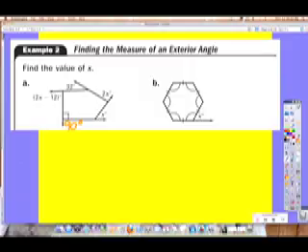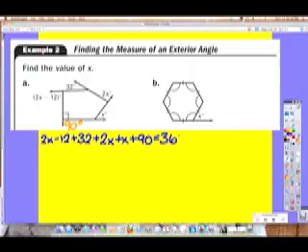360 every single time. So we'll just start adding. We've got 2x minus 12 plus 32 plus 2x plus x plus 90 equals 360. Use your algebra still. What do you think about that? Ellie's question said, should we leave the 2x minus 12 in parentheses, or is it going to matter?